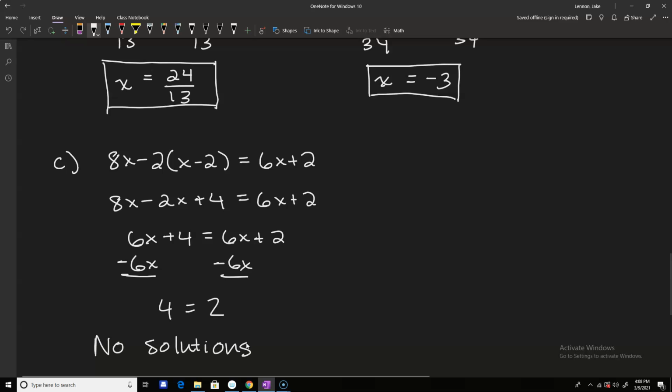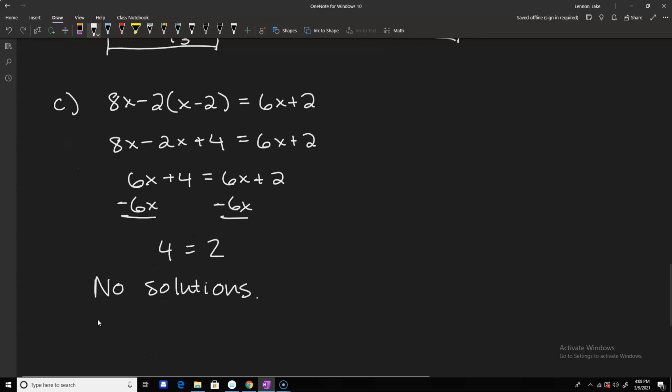This is what's called an inconsistent system. Or inconsistent equation. So there's two oddities there. You can have inconsistent, and you can also have what's known as an identity. So let me give you an example of an identity.